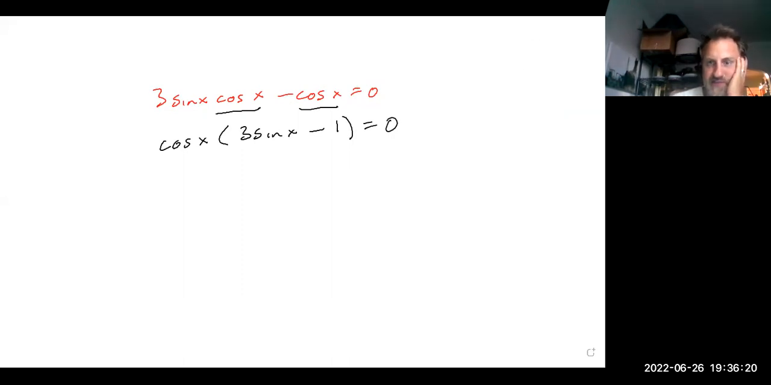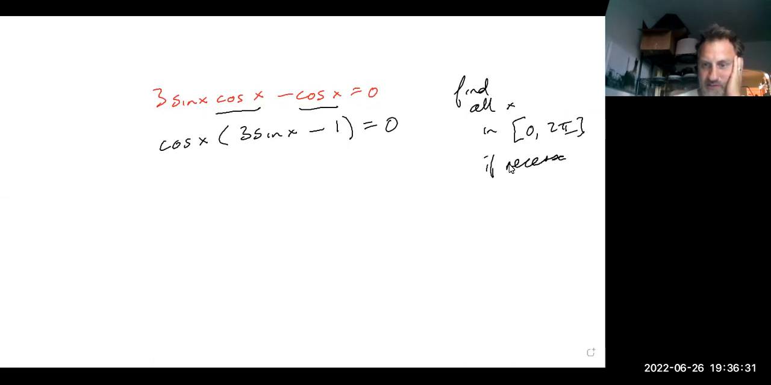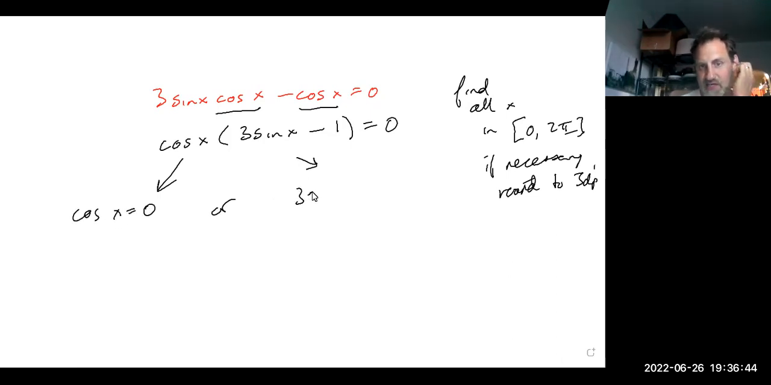Now let me add in some instructions here. Let's say find all x in 0 to 2 pi. If necessary, round to 3 decimal places. Okay, so again, two solutions here, two branches: cosine x equals 0 or 3 sine x minus 1 equals 0, which means that 3 sine x is equal to 1.